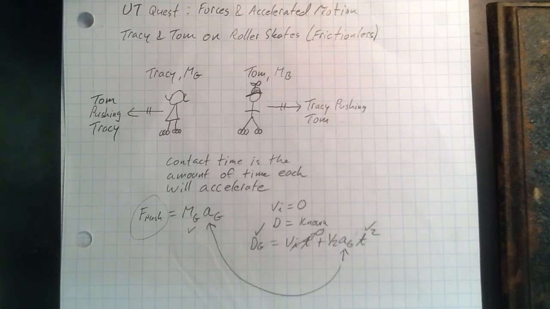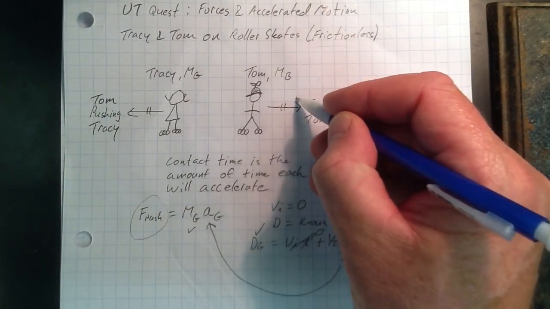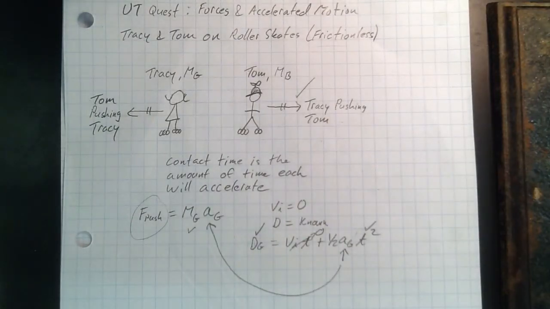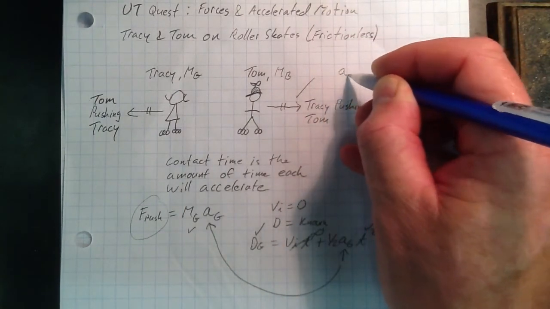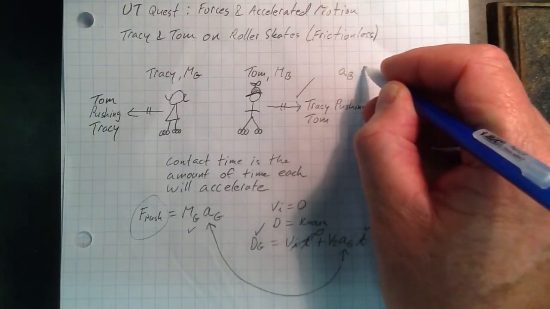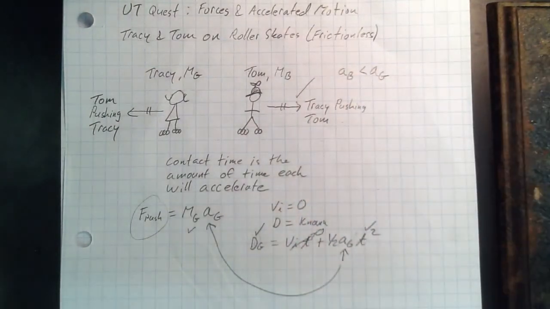Okay, so that's one part of it that tells me about the force. And this force pushing on Tracy has to be equal to the force pushing on Tom. Now the forces are equal, but Tom is more massive, so the acceleration of Tom will be less than the acceleration of Tracy because he's more massive.